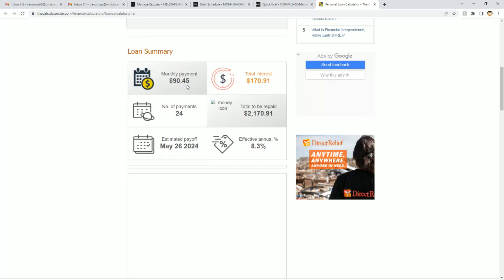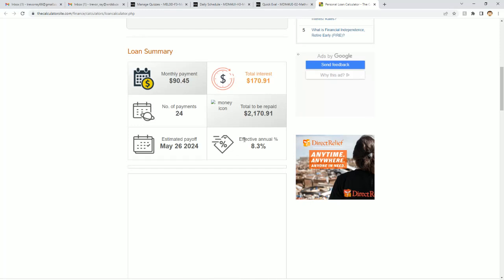Now, the nice thing is this actually does give us more information as well. It tells us that the total interest is $170.91. It told us there were 24 payments, although we kind of knew that already. The total amount to be repaid is obviously the 2,000 we borrowed plus the 170.91 interest. The payoff date is dependent on the date you borrow, and it may not be exactly 2 years from now. It sometimes depends on what day of the week it is, but anyway, it doesn't matter. We're not going to worry about that part.